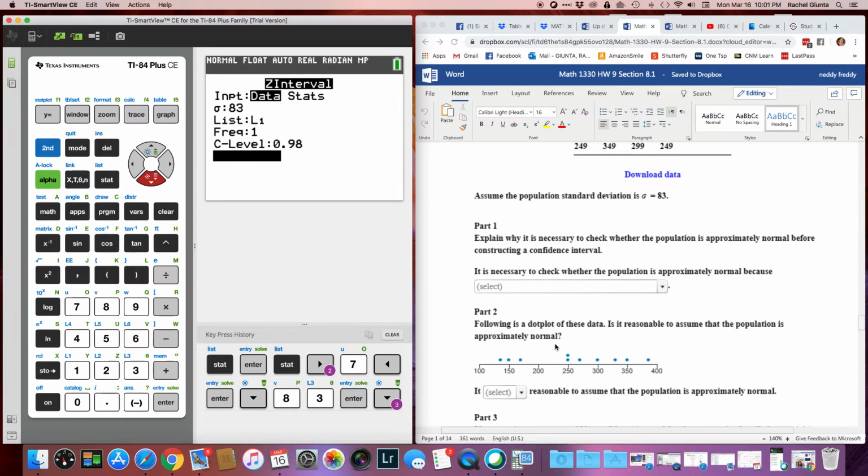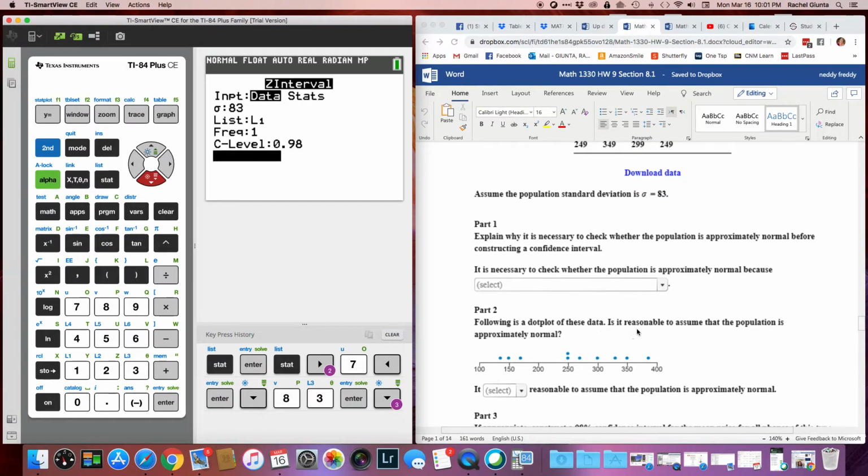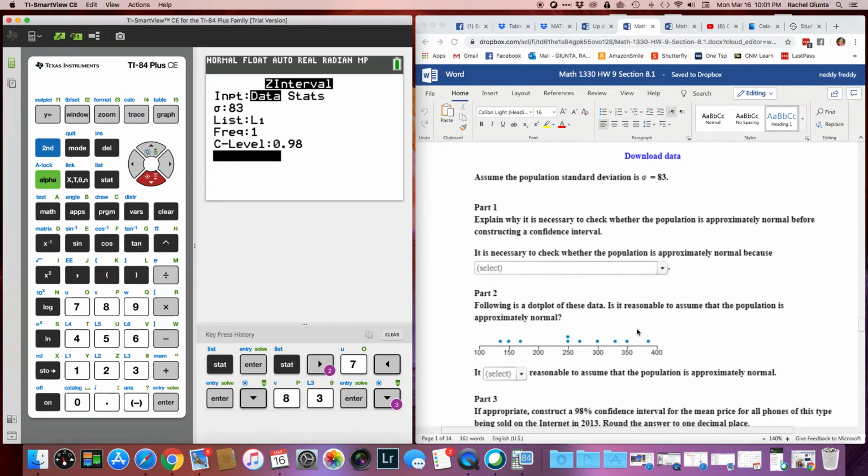And then they'll give you a dot plot of the data and ask you if it's reasonable to assume that the population is approximately normal. And approximately normal basically just means they're evenly spread out. These aren't perfectly evenly spread out, but they're good enough, I guess, to be considered normal.